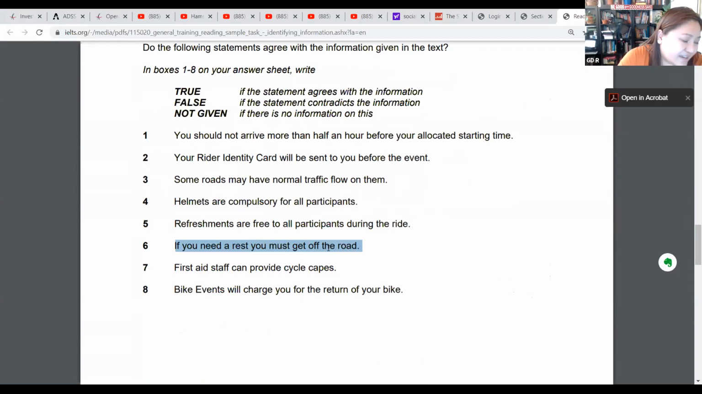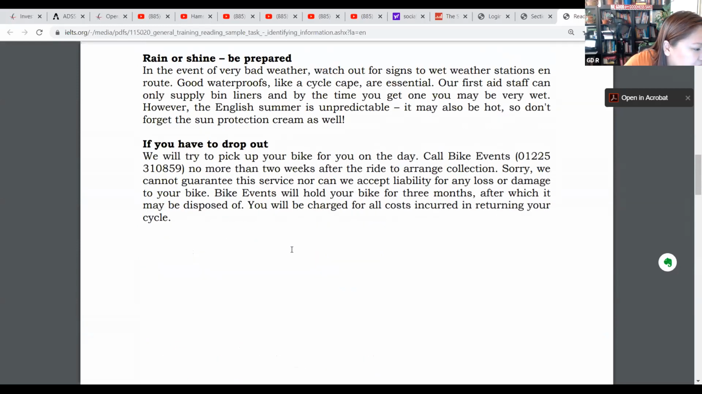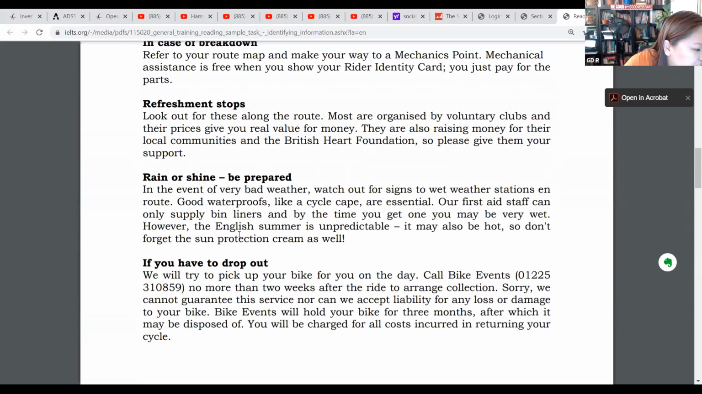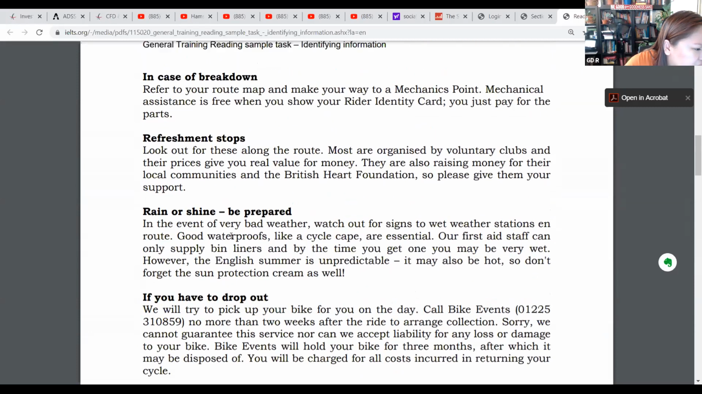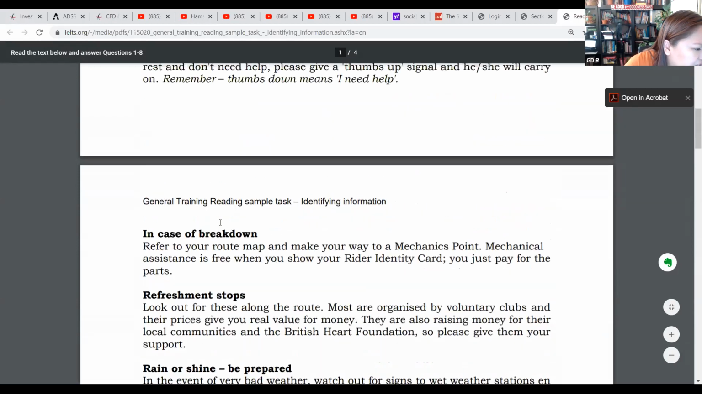Number 6, if you need a rest, you must get off the road. So let's go back again to the article above and see if we can locate this in a paragraph. If you need a rest, you must get off the road. Okay, anything about rest? Refreshment stop? No. If you have to drop out, no. You try. It's not there, right? In case of breakdown, nothing. You cannot find anything.